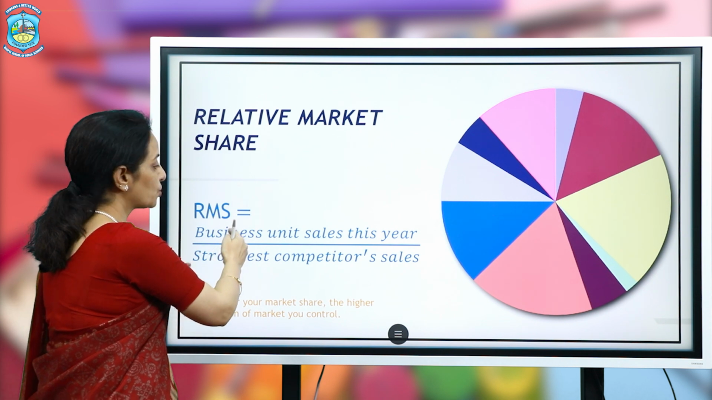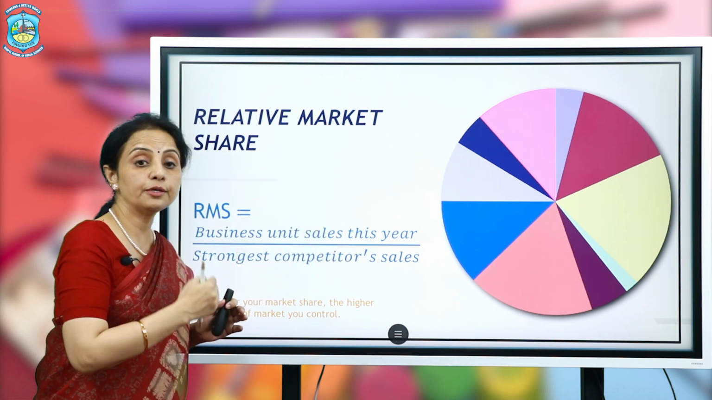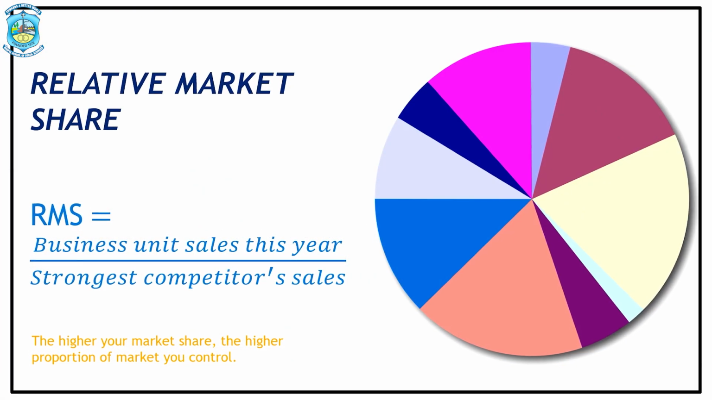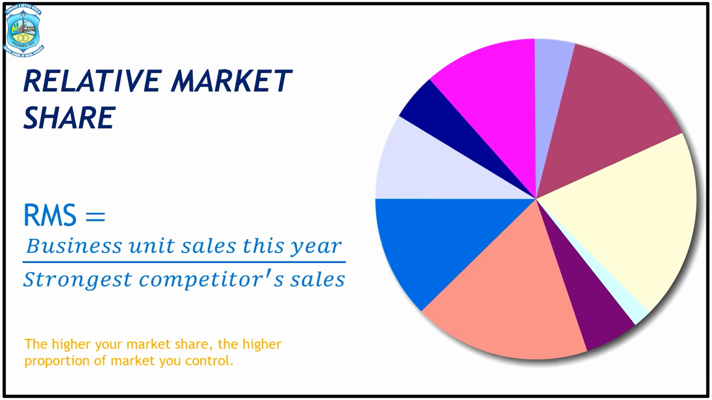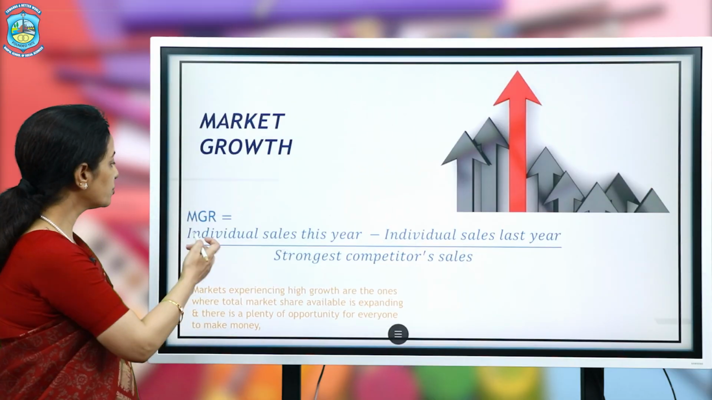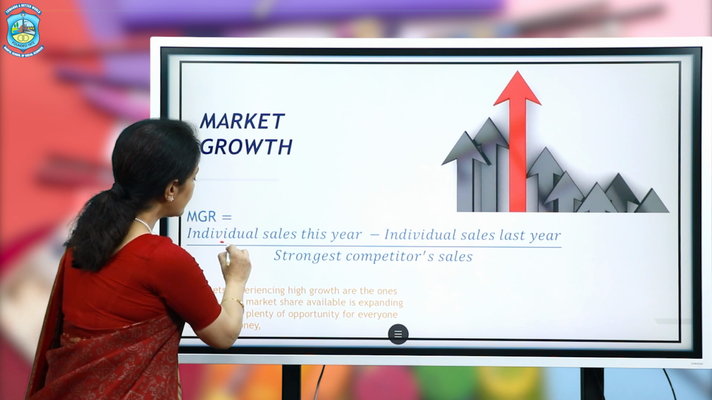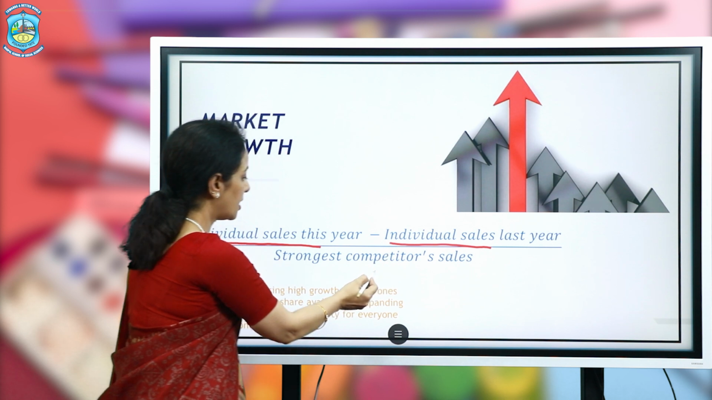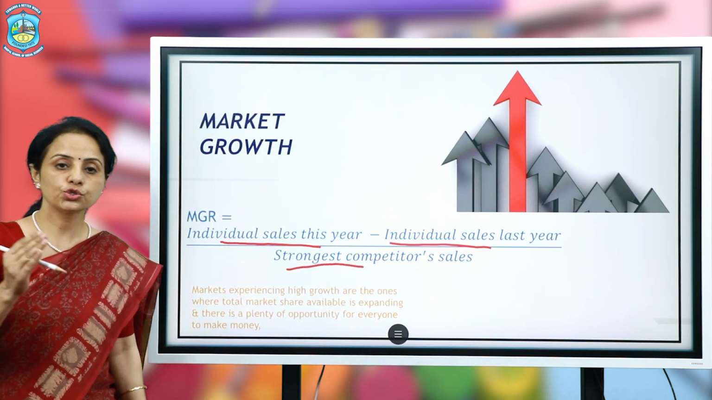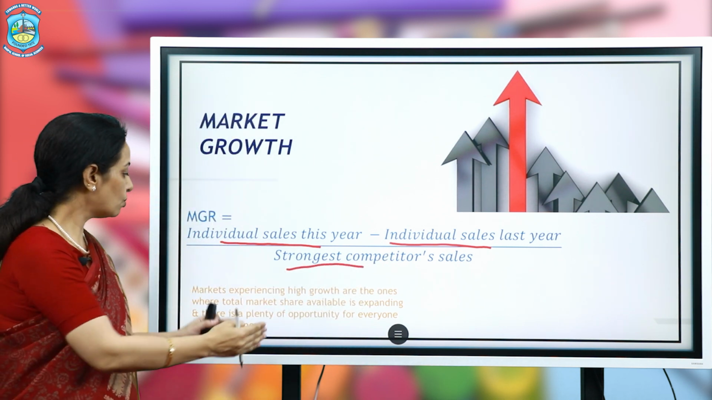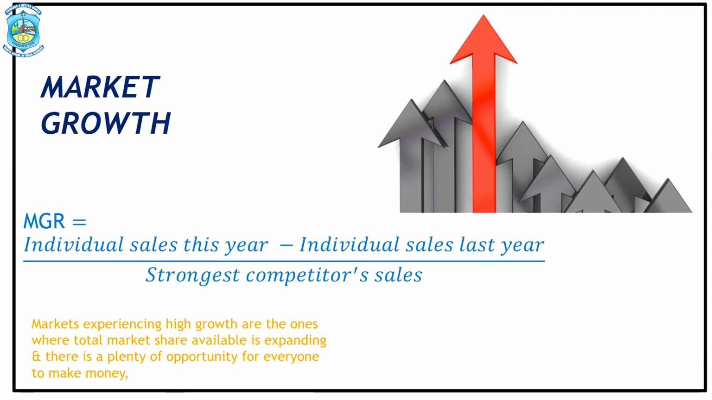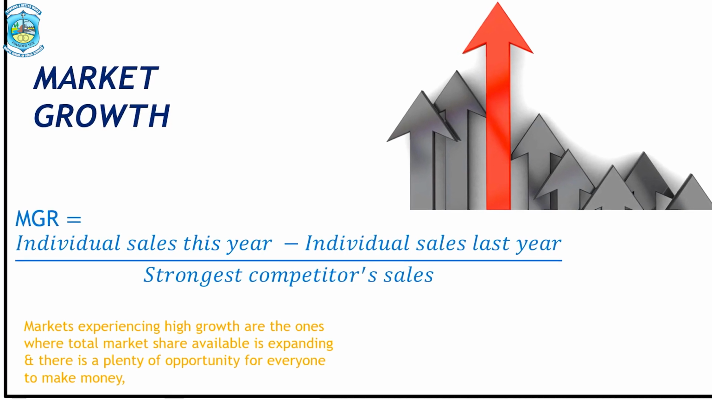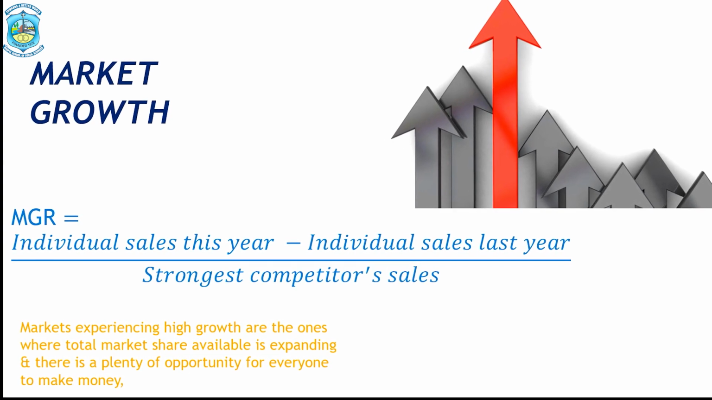Market share is equal to the business unit sales this year divided by the strongest competitor sales. So the higher your market share, the higher will be your proportion of the market you control. Market growth is equal to the individual sales for the current year minus the individual sales for the last year, and this will be divided by the strongest competitor sales. So markets experiencing high growth are the ones where the total market share available is expanding and there is plenty of opportunity for every player.